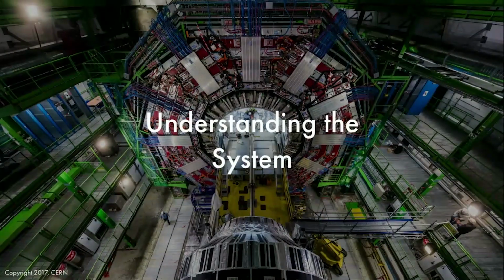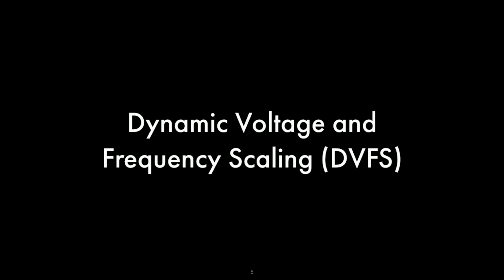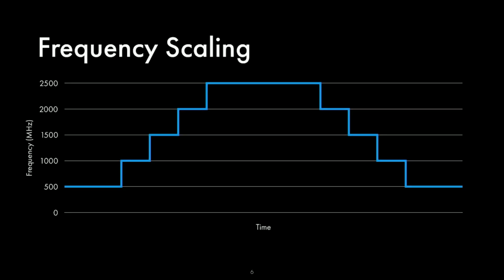So about understanding the system first. A lot of my talk is going to be about dynamic voltage and frequency scaling. This is sometimes just called CPU throttling, sometimes just frequency scaling. And what this is, is an approach to save power by trading off performance. So the system will ramp up the CPU frequencies over time in response to a workload arriving.